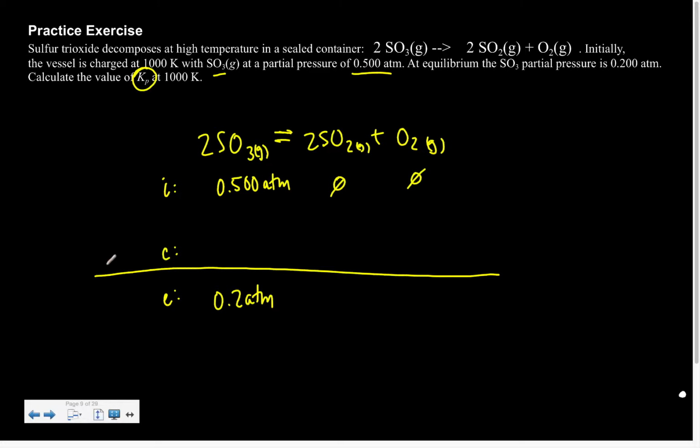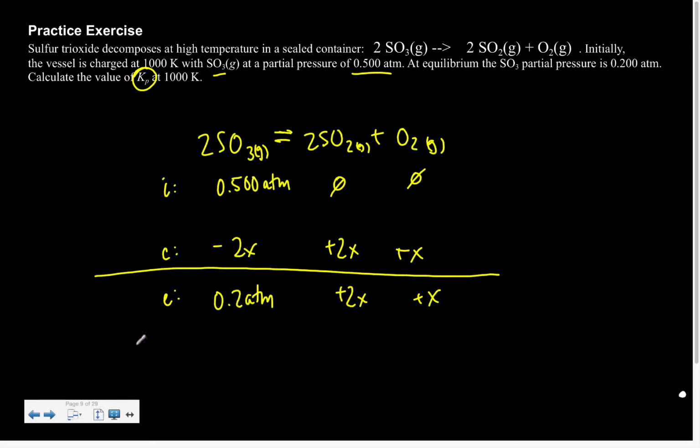So now we need to figure out what my changes are, and change is always going to be based on stoichiometry. I know that this says 2 of these, so that means I'm going to lose 2 of those, because that's what's in my vessel, that's what's going to be consumed. These are going to be produced at a rate of 2x and x. Which means that this equilibrium concentration is going to be equal to 2x, this one's going to be equal to x, and this one is 0.2.